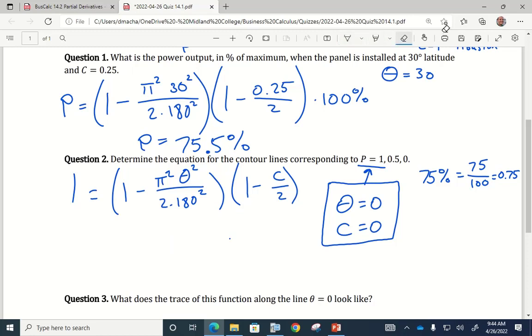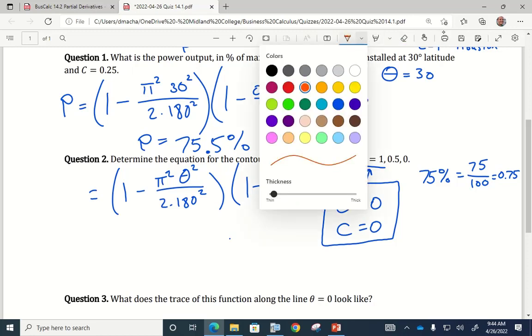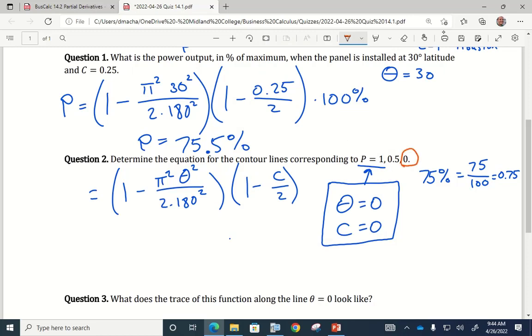So the next thing we can do is, let's think about p is equal to 0 then. So I put in 0 for p. I have two factors here, and so this right side of the equation is equal to 0 if this is 0 or if this is 0.